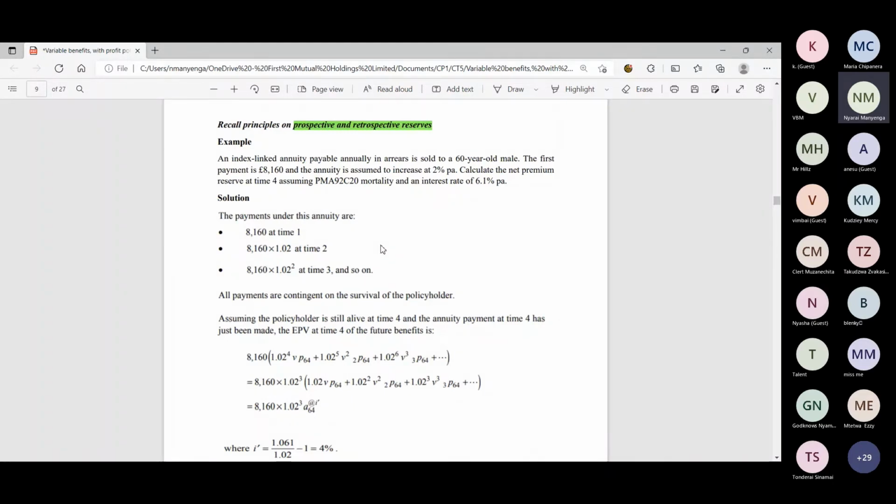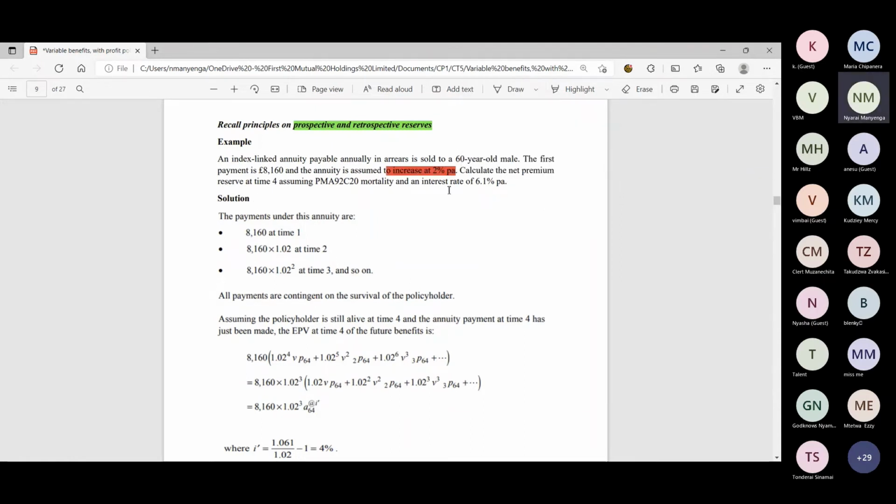So we're going to attempt this question, just describing how we calculate a net premium reserve for an index-linked annuity. The question says, an index-linked annuity payable annually in arrears is sold to a 60-year-old male. The first payment is 8,160, and the annuity is assumed to increase at 2% per annum. Calculate the net premium reserve at time 4, assuming the PMA92C20 mortality and an interest rate of 6.1% per annum. So you need to appreciate that this is an index-linked annuity. So it increases by 2% per annum.